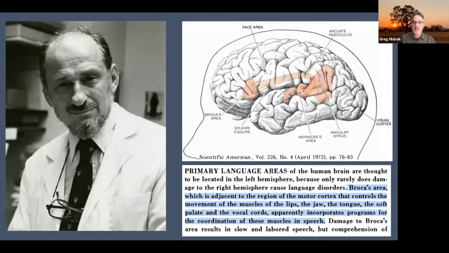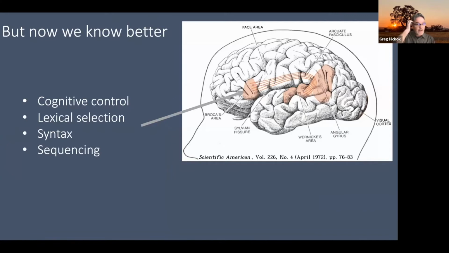Here's a quote from Geschwind about a little more than 100 years later. Broca's area, which is adjacent to the region of the motor cortex that controls the movement of the muscles of the lips, the jaw, the tongue, the soft palate, and the vocal cords, apparently incorporates programs for the coordination of these muscles in speech. Now, we know better now.